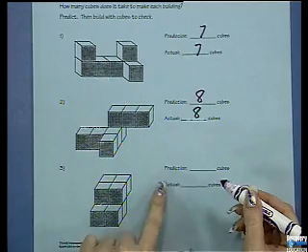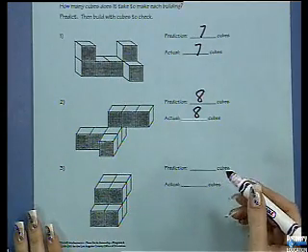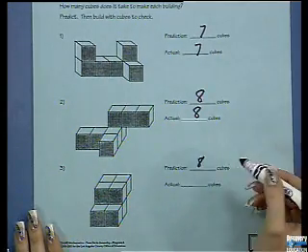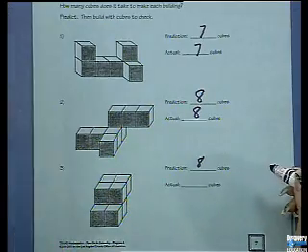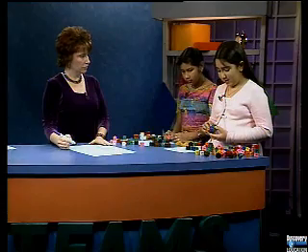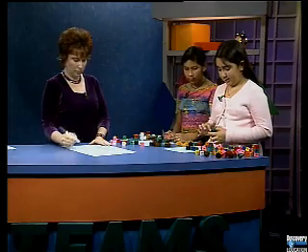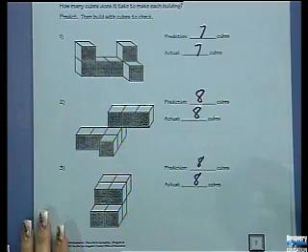How about number 3? What was your prediction? Delia, what's your prediction? 8. 8. And Yesenia, what was yours? 8. Oh, wow. All right. So, Yesenia, why don't you count this one for us? Check it. 1, 2, 3, 4, 5, 6, 7, 8. Wow. Well, looks like we have experts here. I'm sure you're experts out there.